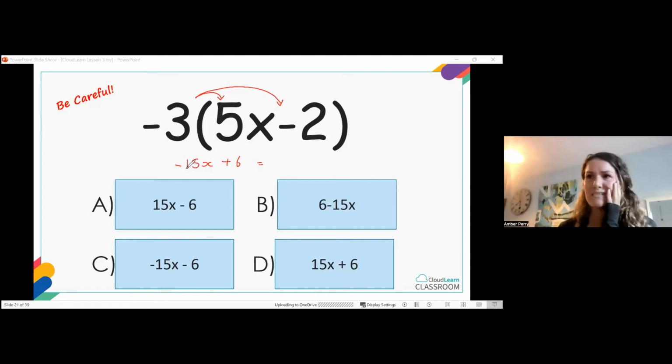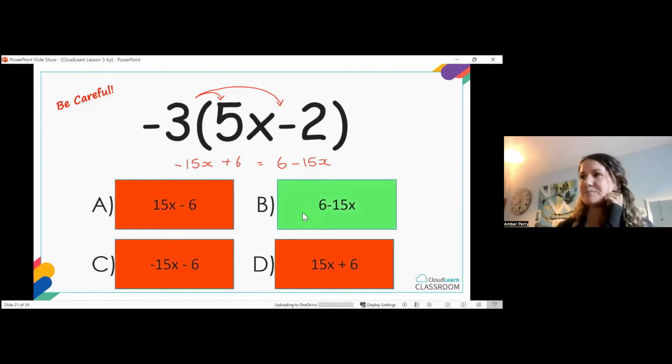It's not always that great to start an expression with a negative. So quite often if an expression starts with a negative, we'll just swap it around and bring it to the other side of the 6. So that's all that's happened there: we've got the positive 6 minus the 15x. And so the correct answer there was B. Okay. So well done. I don't know who it was, but someone got that correct. So well done to that person.